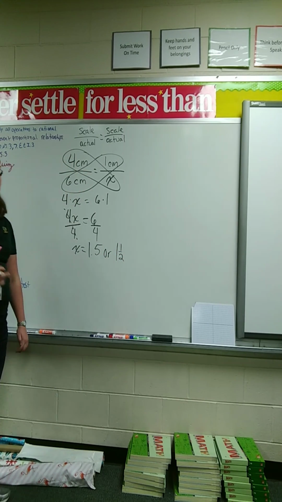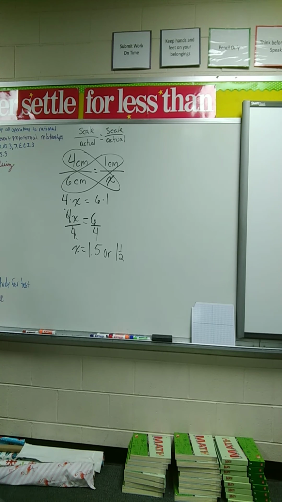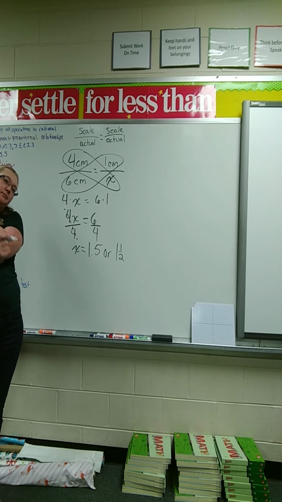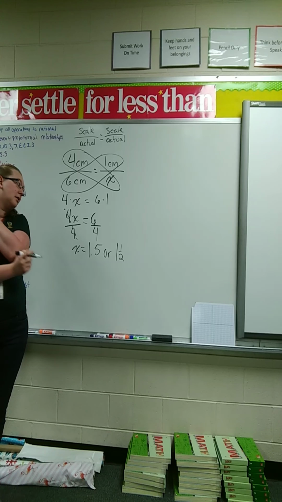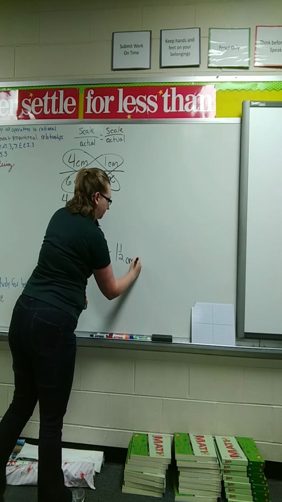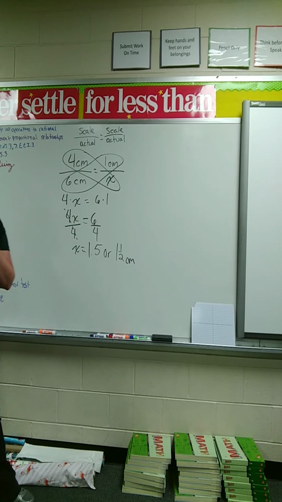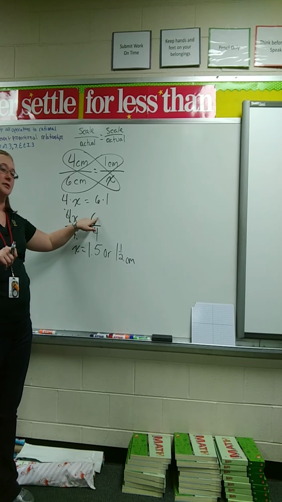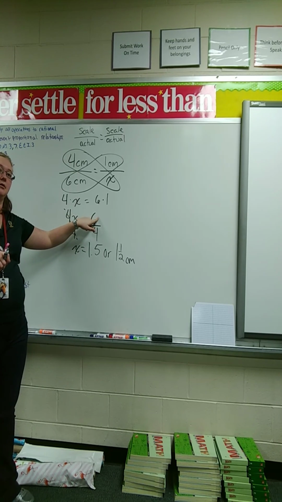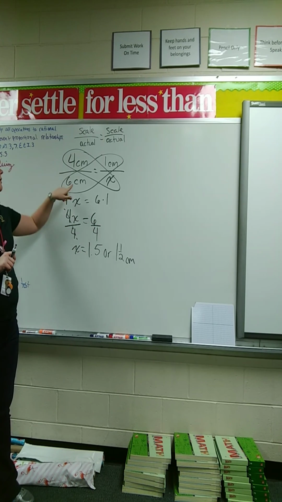Okay. I need units here, so what would my units be? Centimeters, but I have a question. How do we know that x means 6? How do I know that this is 6? What you just put under there. This? How do you know the answer is 6? 6 times 1 is 6. Why did you put 6?